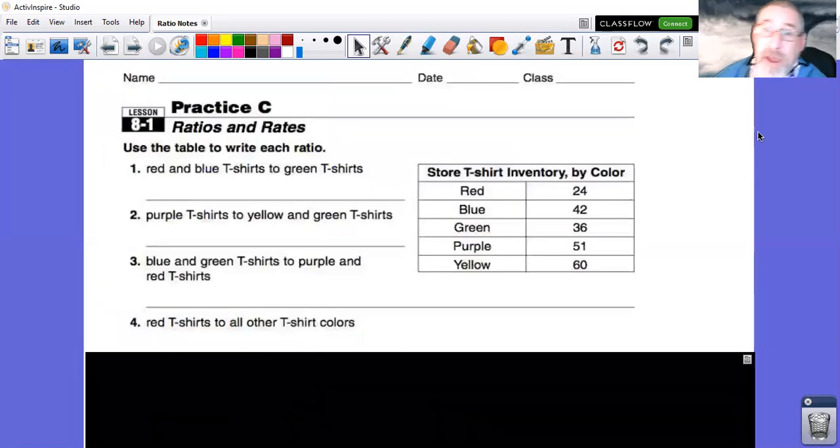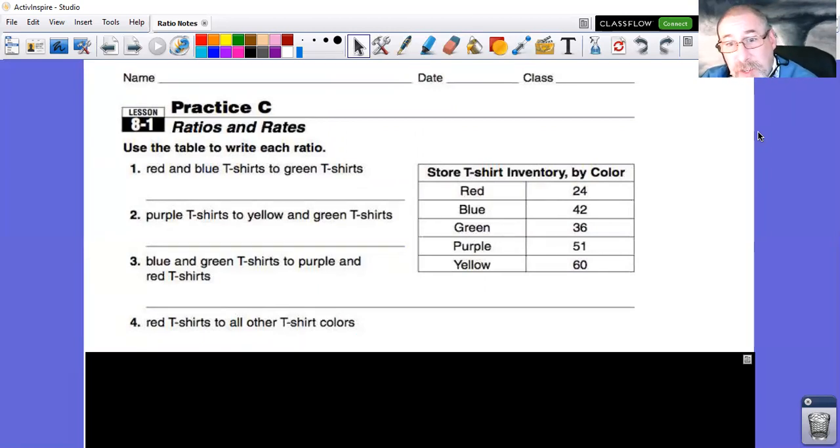All right, so here we have some practice. This is where you're going to have to create some text boxes and put some numbers in and some work. So here's some prime examples of how we can find ratios and rates. If we're going to use this table, we want to find out what the ratio of red and blue t-shirts is to the green t-shirts.